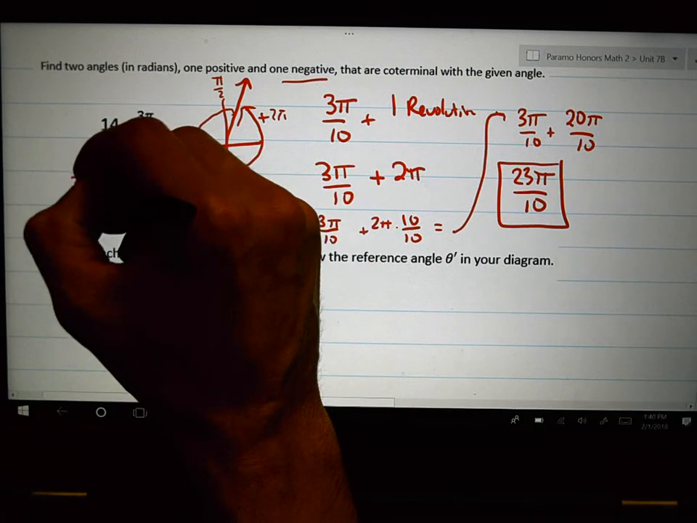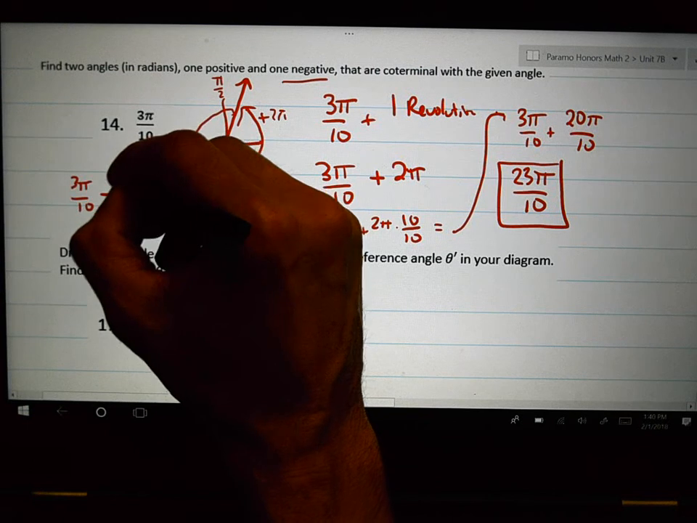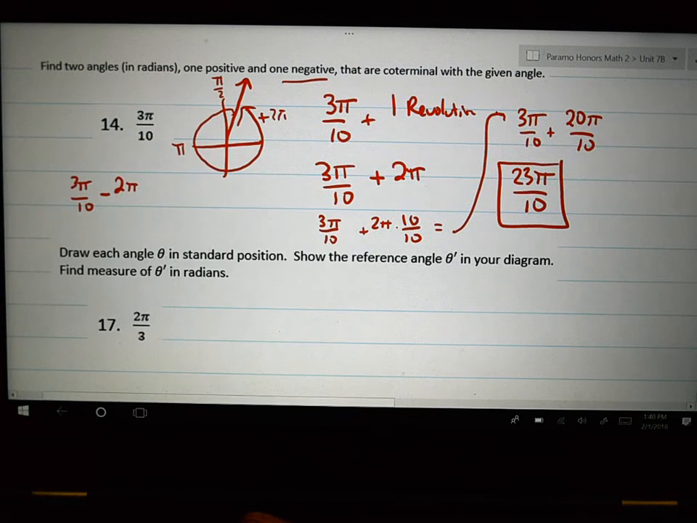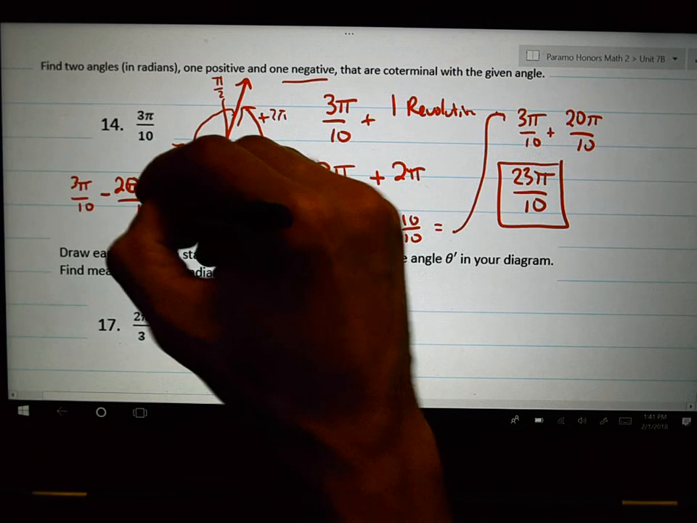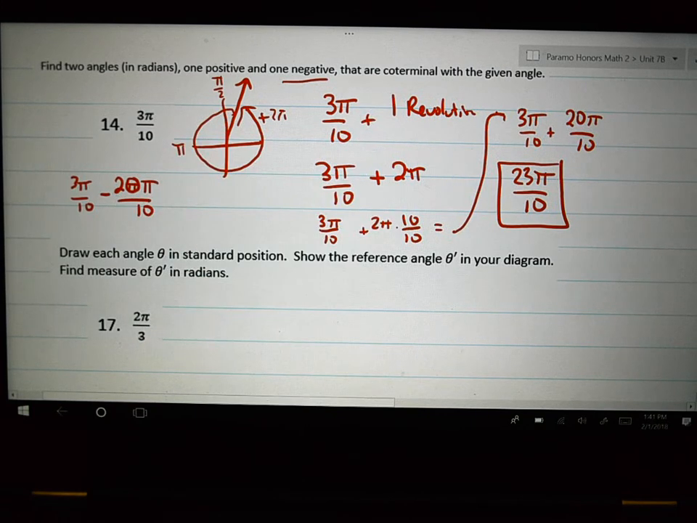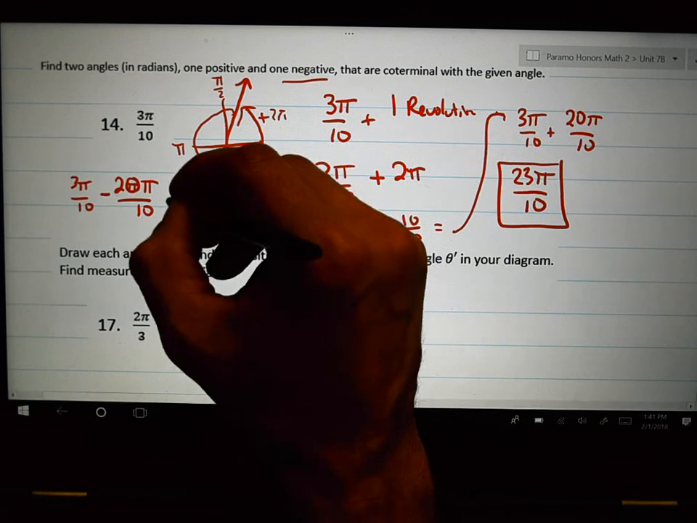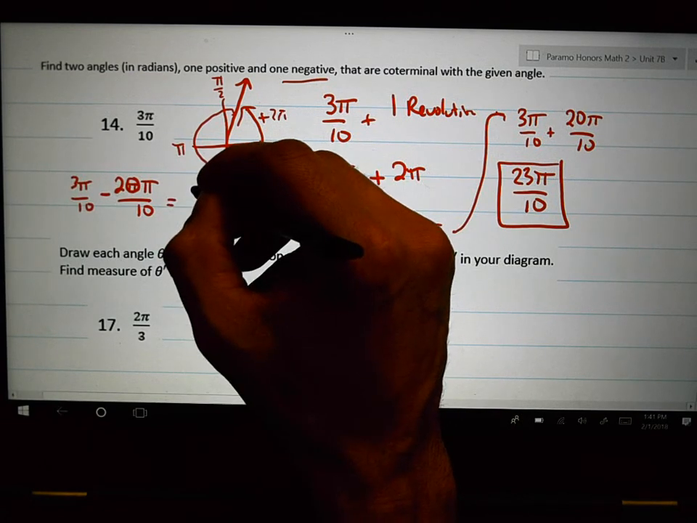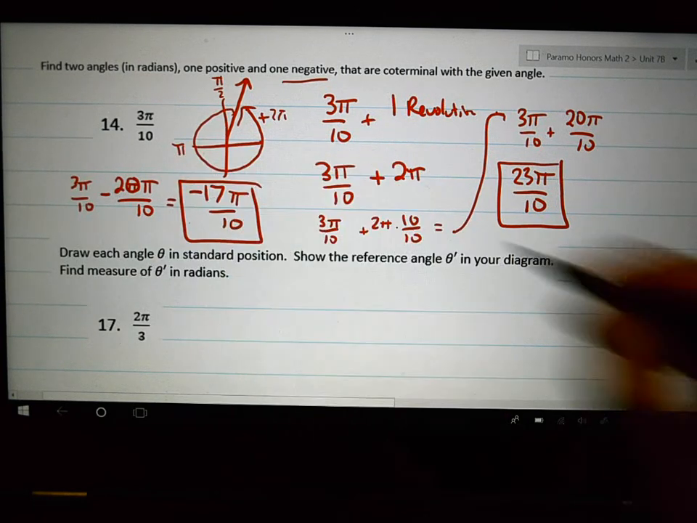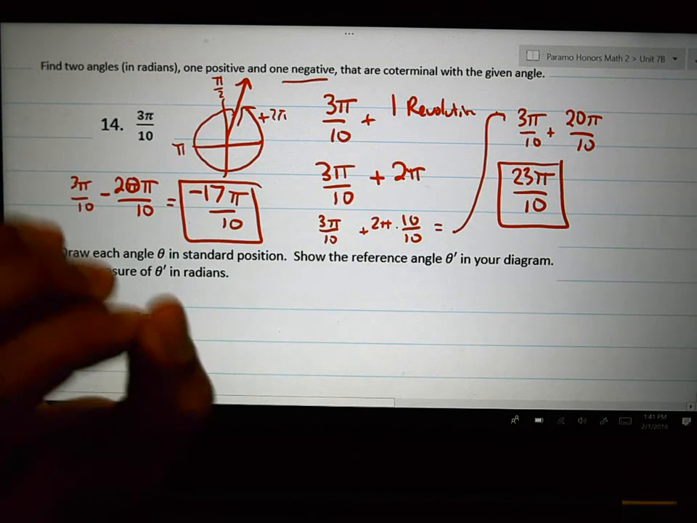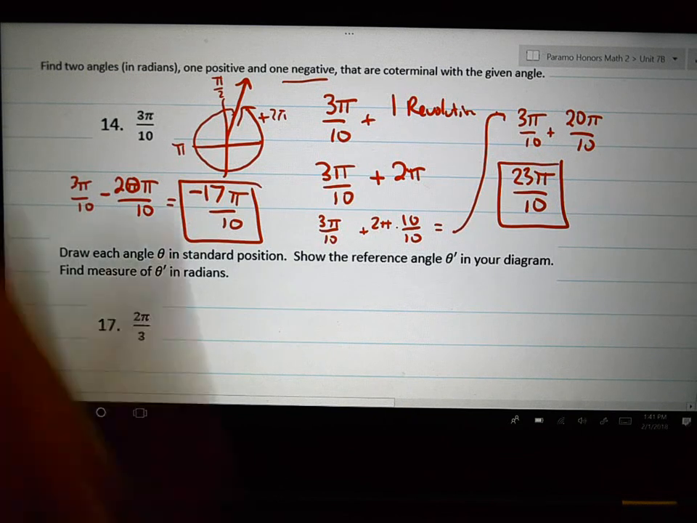Okay, I'm going to do this one over here. 3 pi over 10, and I'm going to subtract 2 pi. Do I need a common denominator when I do subtraction as well? Do you mind if I just change this to 20 pi over 10? What is 3 pi over 10 minus 20 pi over 10? What does that equal? That is a negative coterminal angle with 3 pi over 10.